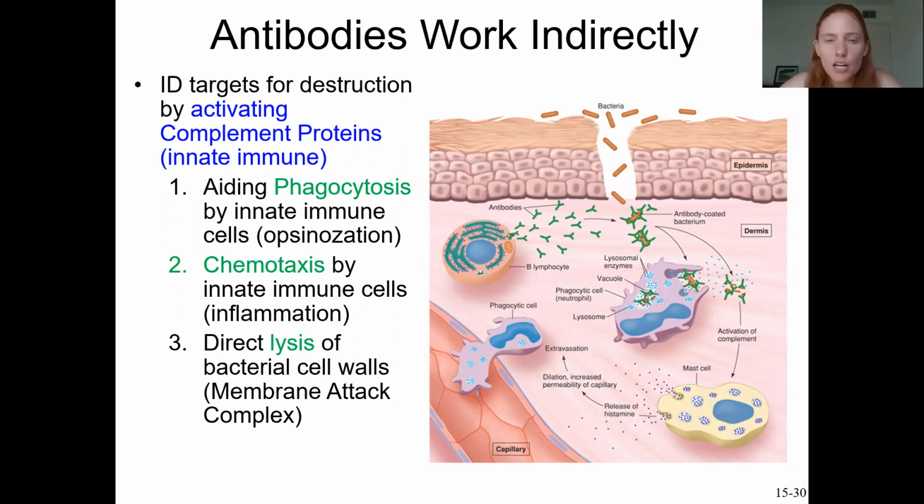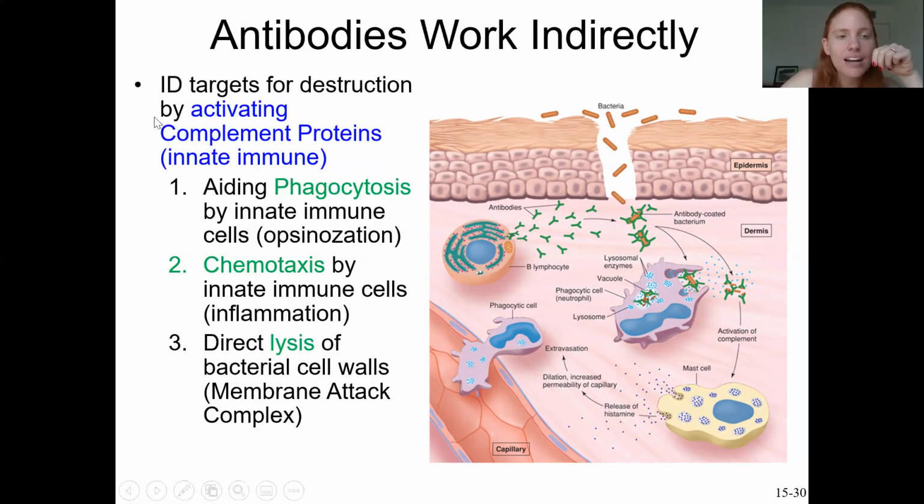After the plasma cells, here would be a plasma cell, secrete those antibodies into the bloodstream, into the plasma, into the liquid, how do they end up creating a response? Because the antibodies themselves are just proteins. They can't really do anything. So what they do is they work indirectly by getting the innate immune system involved.